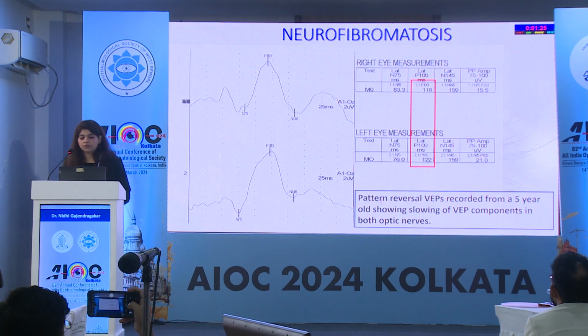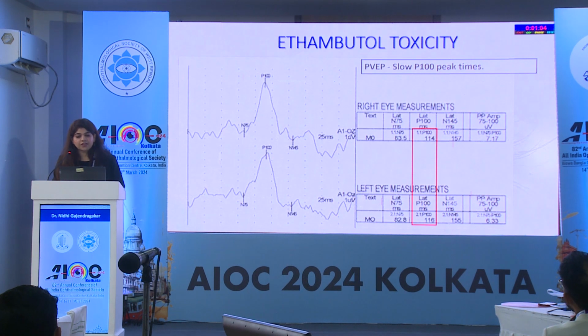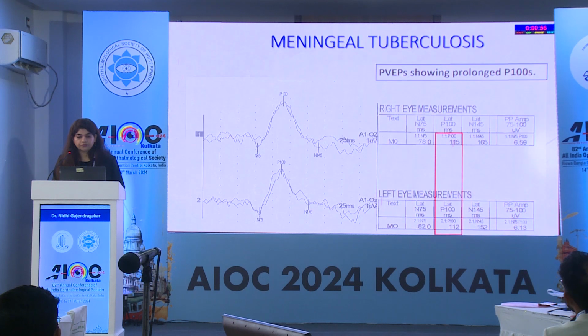So VEP can also be used to evaluate the prognosis and the progression of cases having optic nerve gliomas and neurofibromatosis. Over time, you may see that the P100 latency increases, and thus there is compression due to the optic nerve glioma. This is a case having ethambutol toxicity, and the P100 shows delayed peak times. This is a case of a patient having meningeal tuberculosis where there was again prolonged P100.